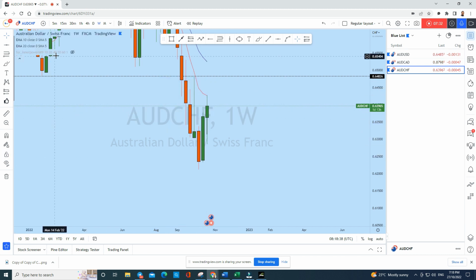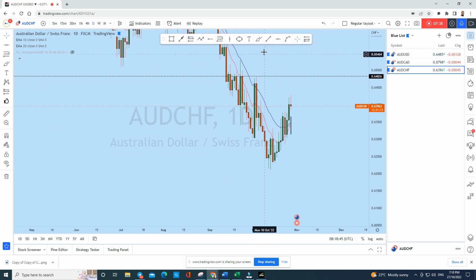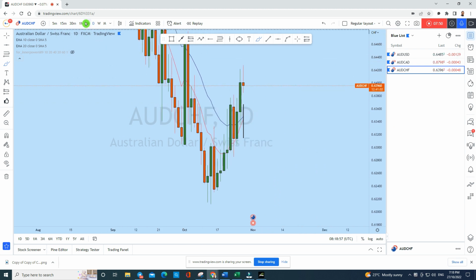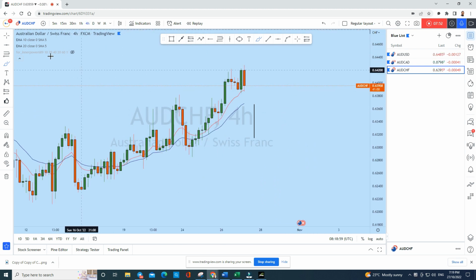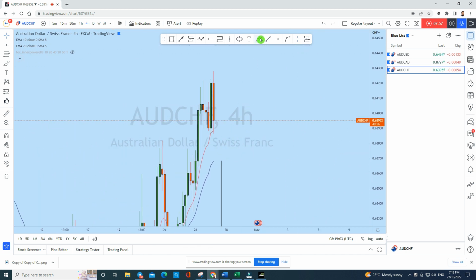Now AUD CHF, if we look at the daily time frame, we see that the price has already gone up to this zone, which is a very strong sellers area, and we have seen from this level AUD CHF is rejecting. It is highly likely that the price will continue to drop as the monthly close is coming, and it looks like the price action is trying to create a possible head and shoulder in this zone.